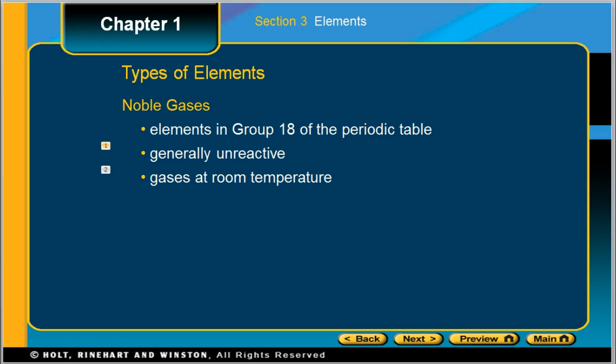The noble gases are all in that far right column, group 18 on the periodic table, and these are unreactive. They're all gases at room temperature. They can be forced to react under extreme conditions, but for the most part, they are thought to be unreactive. So that is some of the information about the broad characteristics of metals, nonmetals, metalloids, as well as two different classifications of properties as intensive or extensive.